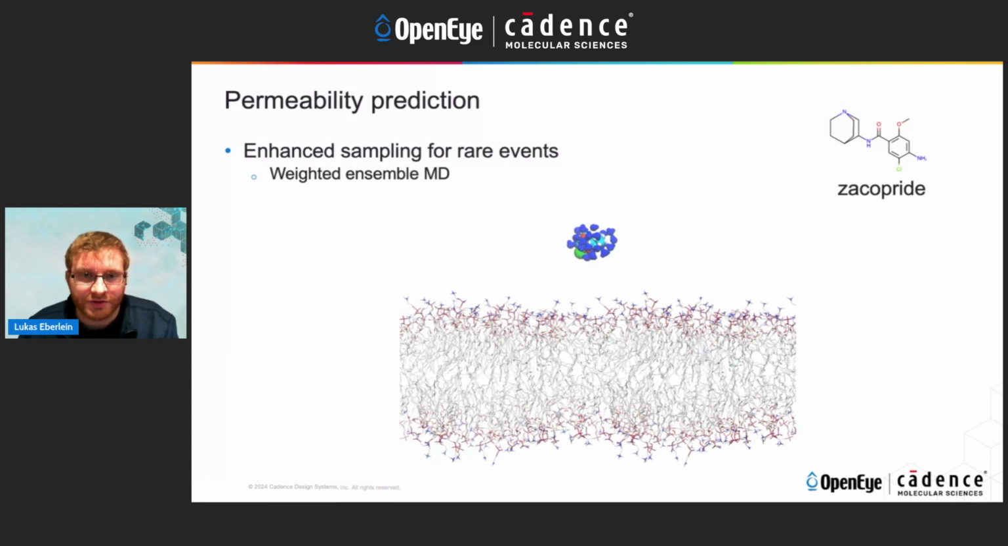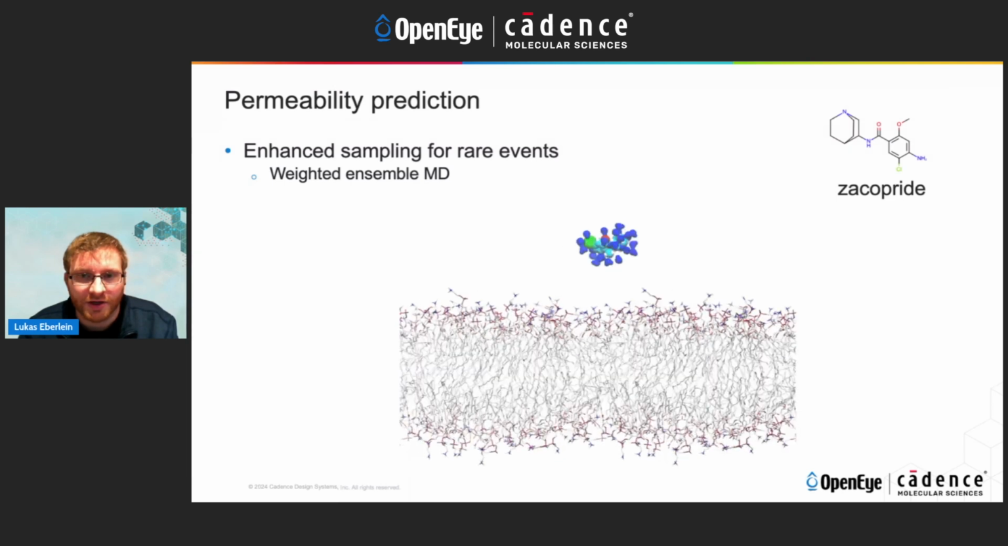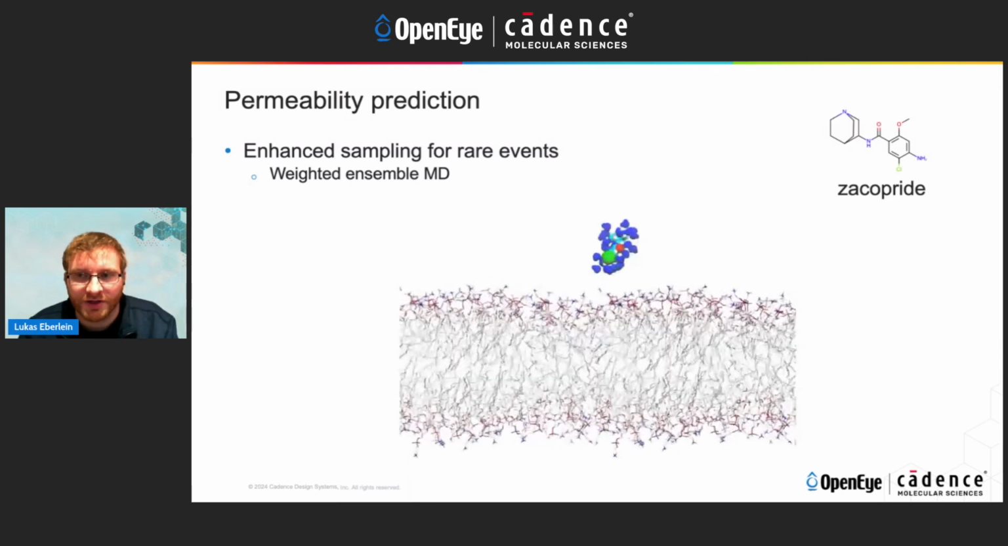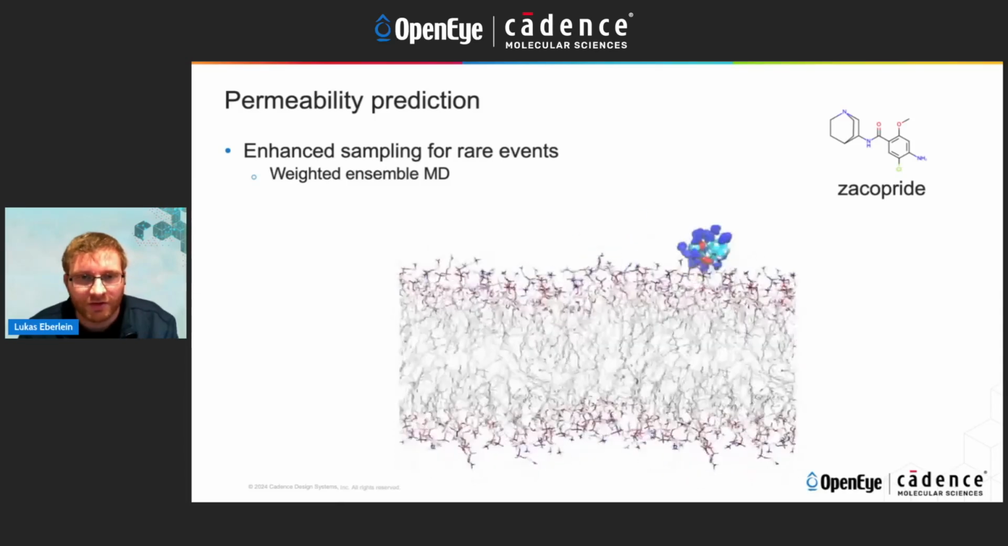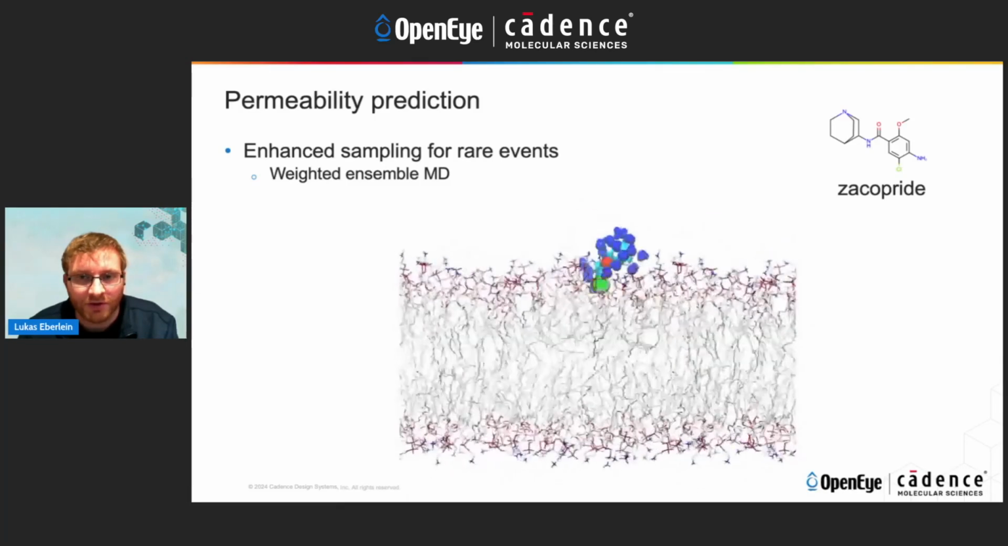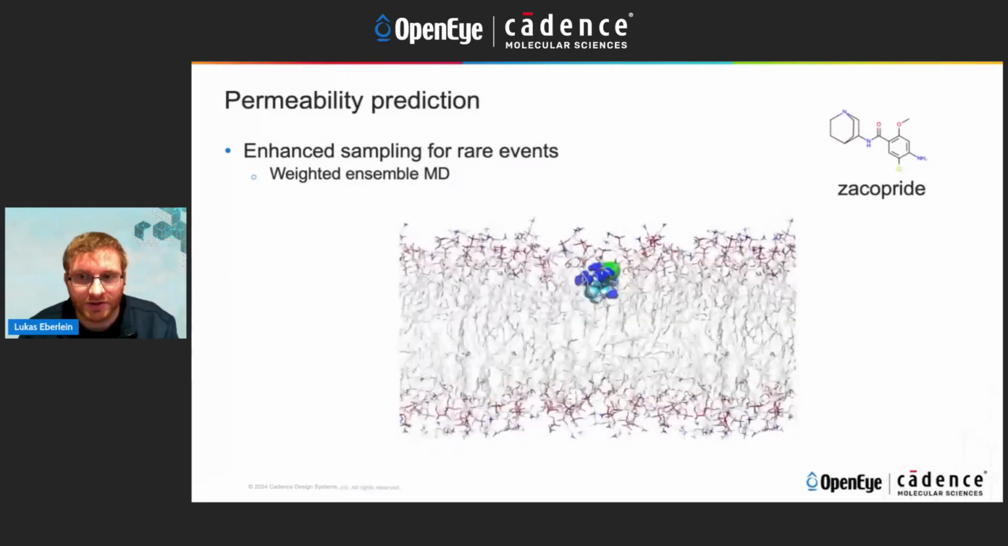This is the trajectory of a weighted ensemble MD run, a method that allows us to accelerate sampling across a progress coordinate. We have a small molecule, saccharide, pictured here, and the progress coordinate is the movement of this compound through a lipid bilayer. For the sake of simplicity, only the water molecules that interact directly with saccharide are shown.